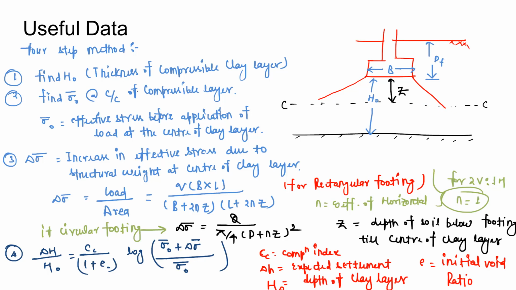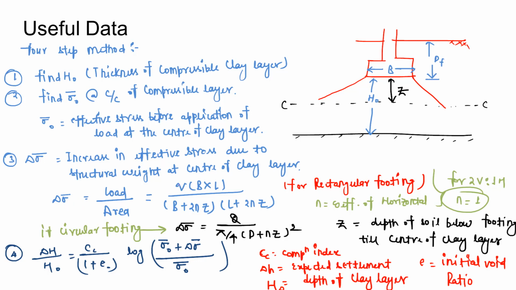So the second step is to find sigma 0 at the center of the compressible layer, where sigma 0 is the effective stress before application of load at the center of the clay layer. Now in the third step we have to find delta sigma, where delta sigma is the increase in effective stress due to structural weight at the center of the clay layer. As you can see here, Z is the depth of soil below till the center of the clay layer, where H0 is the thickness of compressible soil. Now delta sigma will be load upon area.